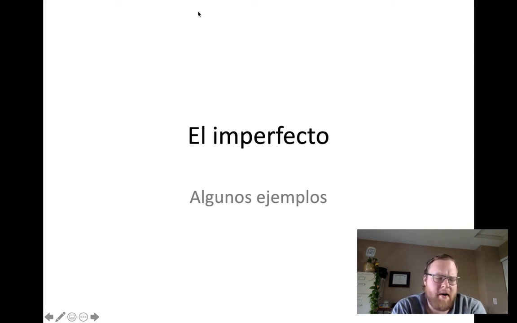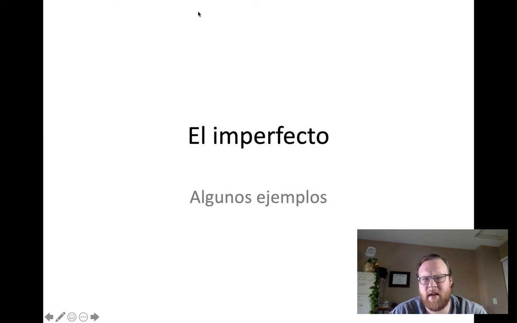And so for now, just focus on learning the conjugations. That's what we're going to look at for now, and then we'll get much more into the use next week, probably. So for this lesson, look at the imperfect, and again we'll go into this in a lot more detail.